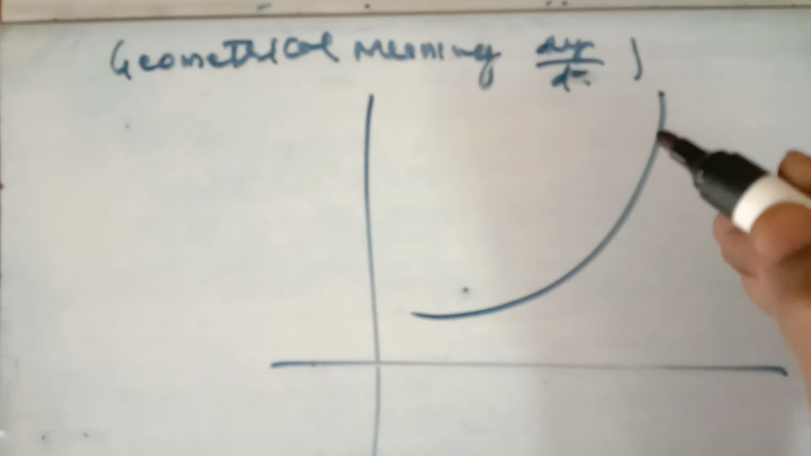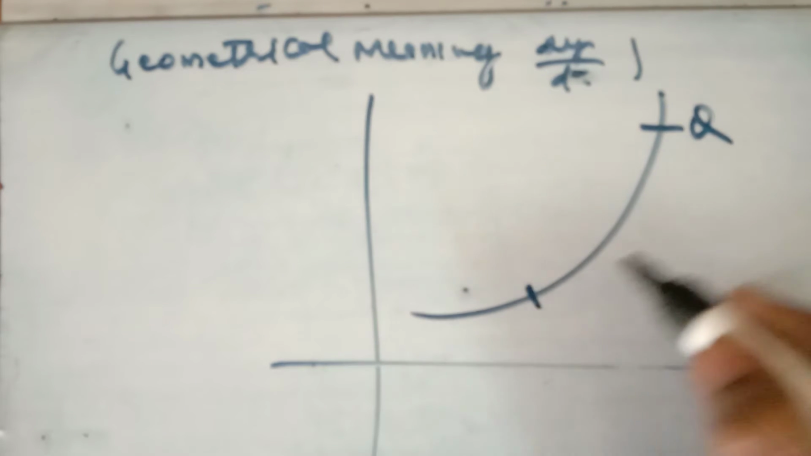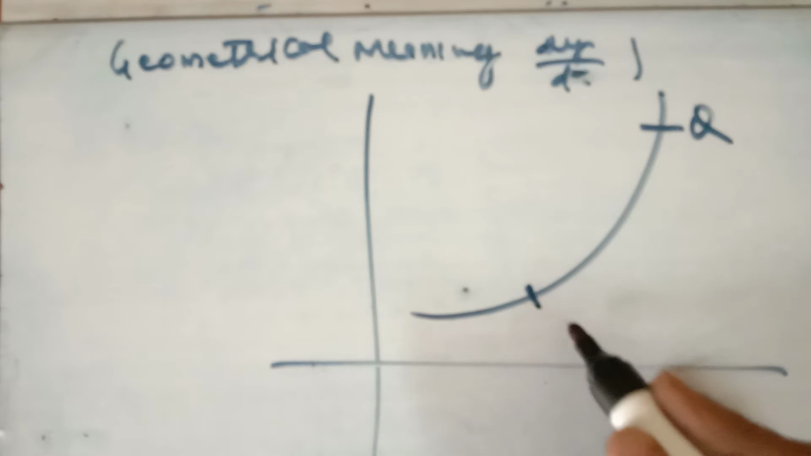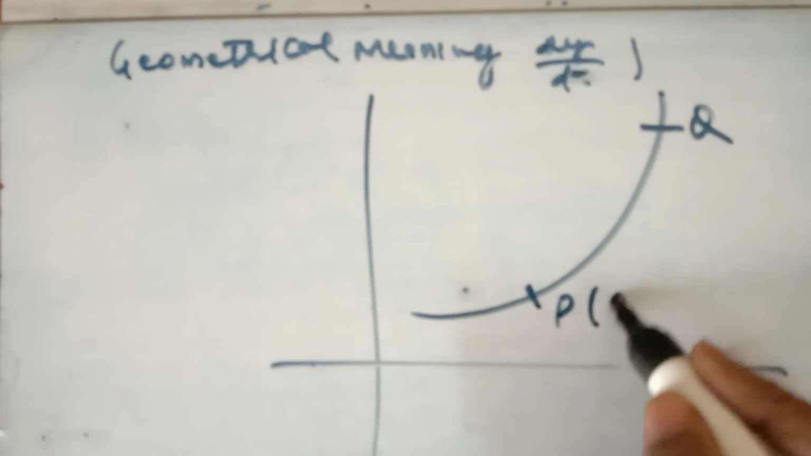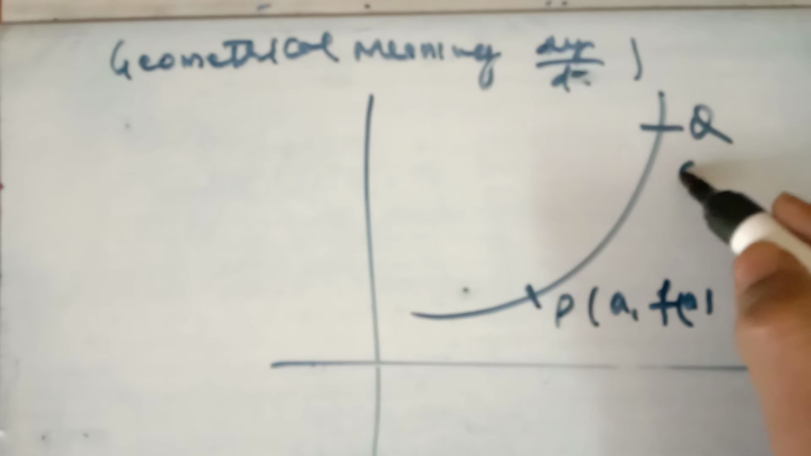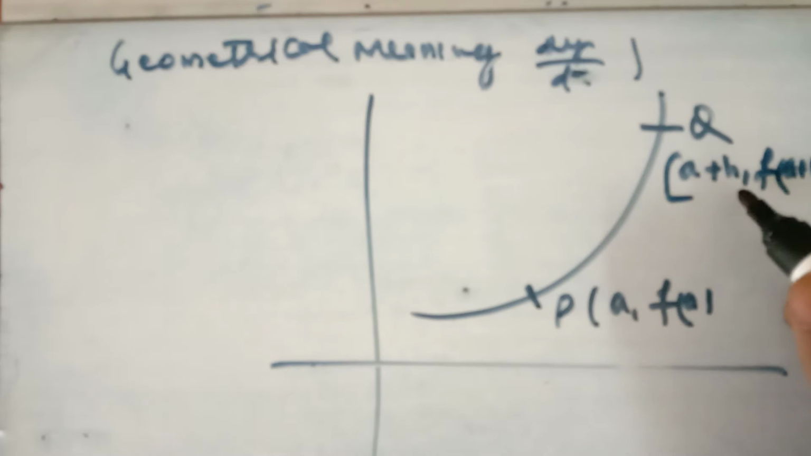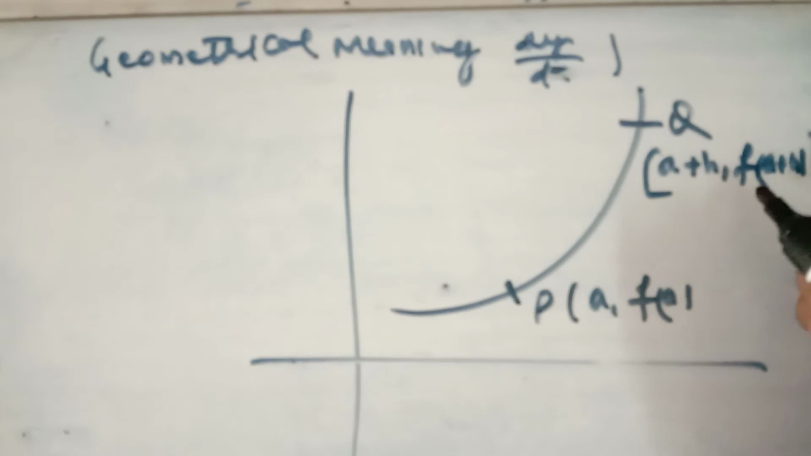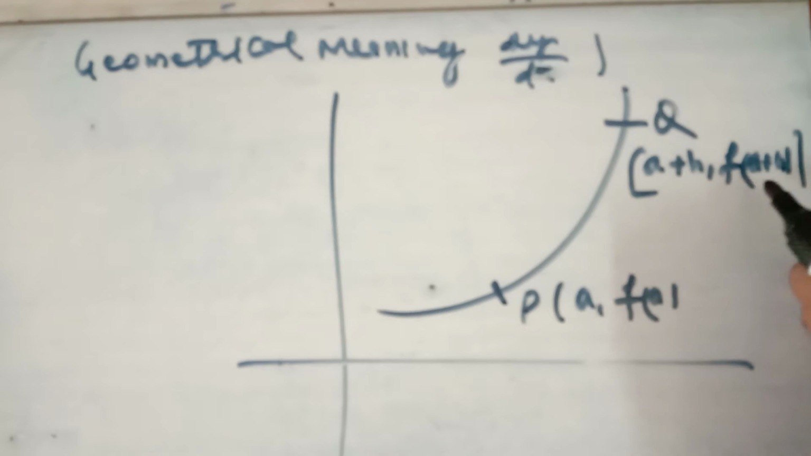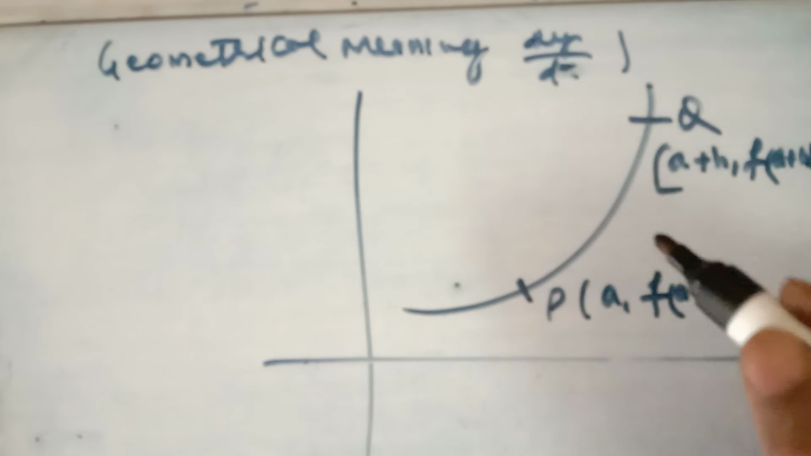You draw a curve. Let us take a point P whose coordinates are (a, f(a)), and a point Q whose coordinates are (a + h, f(a + h)). Let the coordinate of this Q be a + h, a change in the value of a by h, then the value of f(a) changes to f(a + h). So let Q be a neighboring point of the point P.